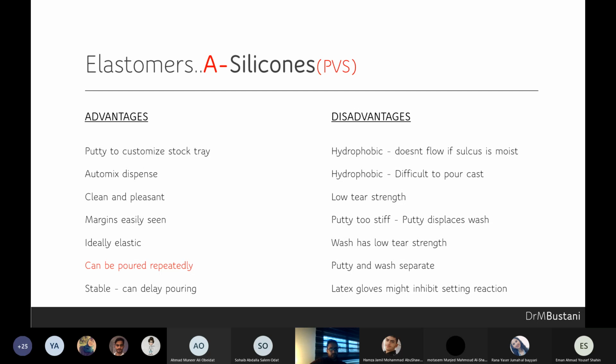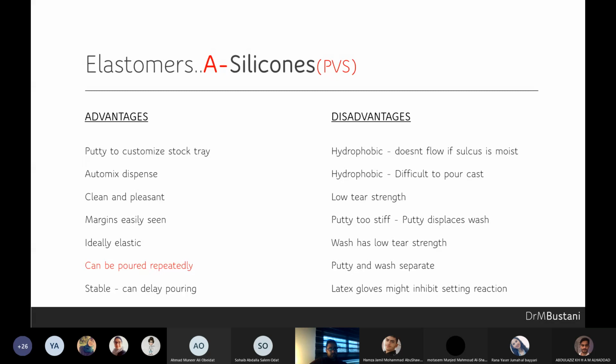We said it's hydrophobic, so it won't flow into the sulcus if it wasn't dry. So you need to make sure that your field is dry when you take your impression. You should be careful when you pour your cast. You will need to use a surfactant. You should be careful when you disinfect your impression. Disinfection, as with polyether, can be done normally by immersing it in the chemical disinfectant. All right.